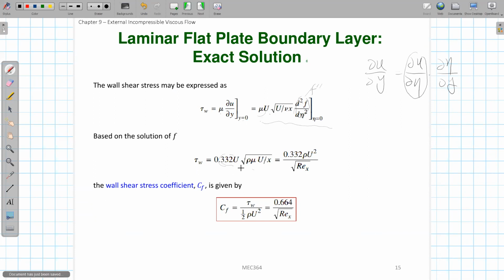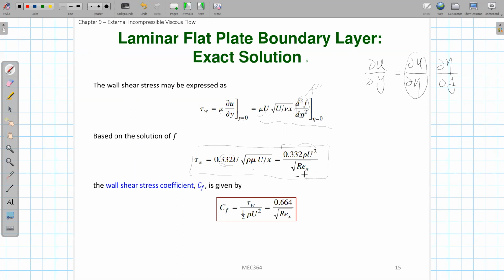If you try to rearrange this, it can be written in this form, because what is inside here is the Reynolds number. Again, it's the square root of the Reynolds number, and this is how you can calculate it for the laminar boundary layer from this exact solution. So this is what the wall shear stress value will be. It's also a function of the local Reynolds number, depending on which x location you have.